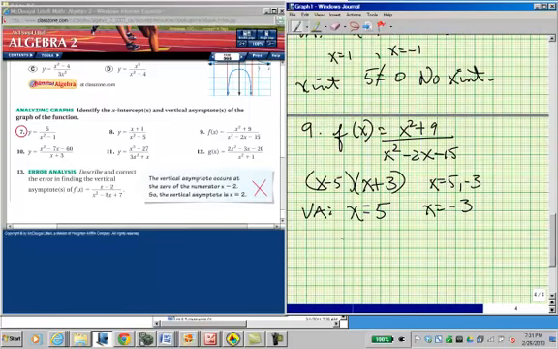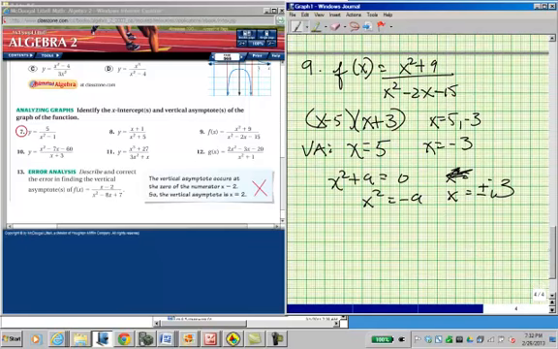X squared plus 9 equals 0. X squared equals negative 9. So x equals plus or minus i times the square root of 3... I times the square root of 3. Okay, well, that's a complex number, and so we don't use it. So no x-intercepts.